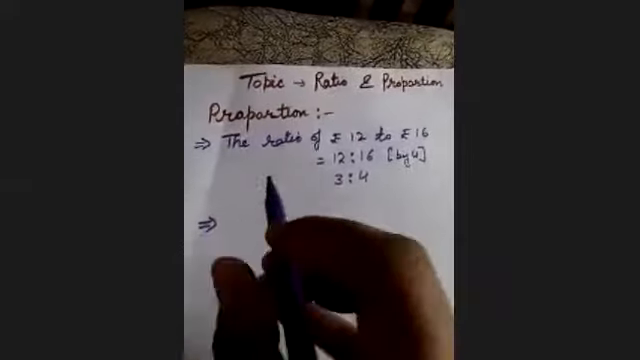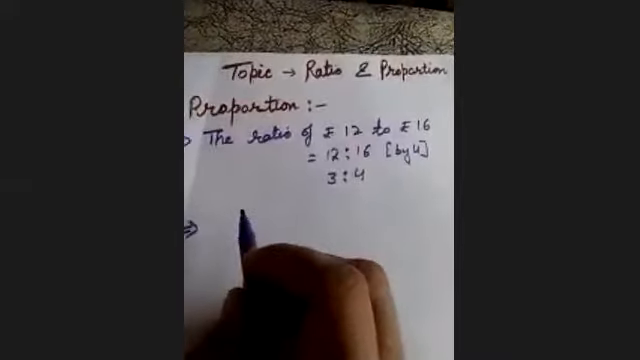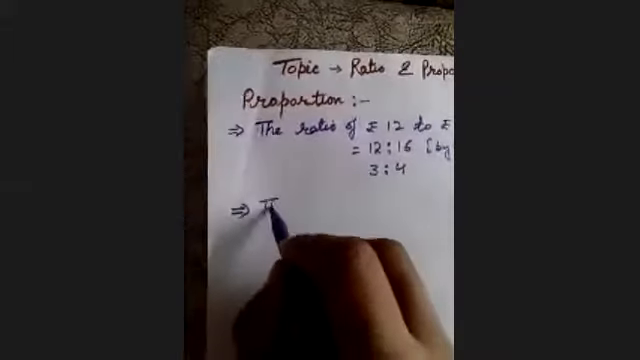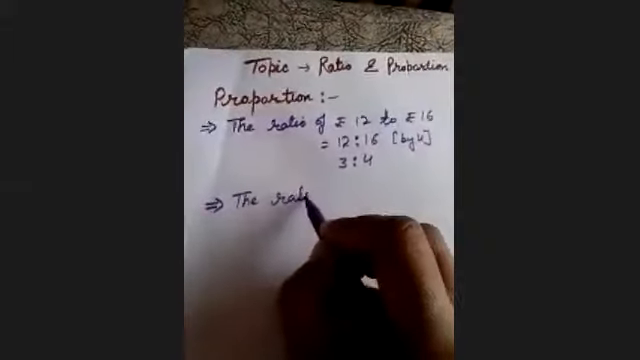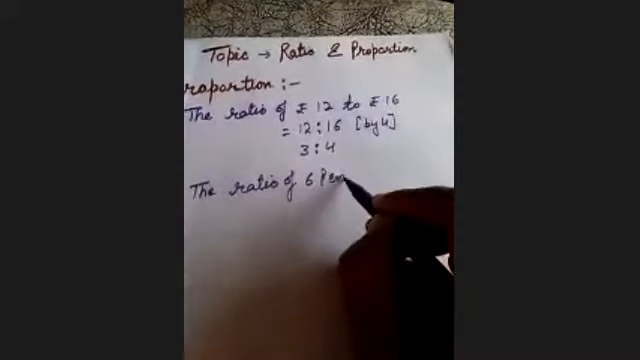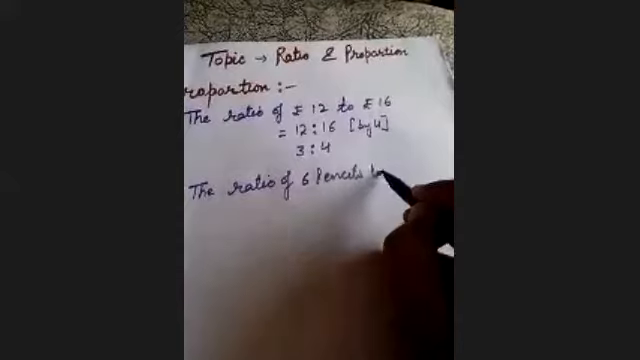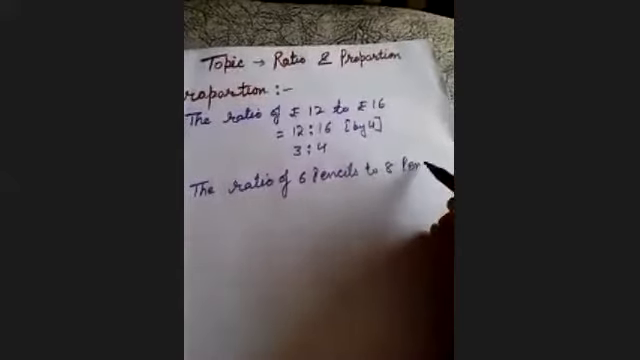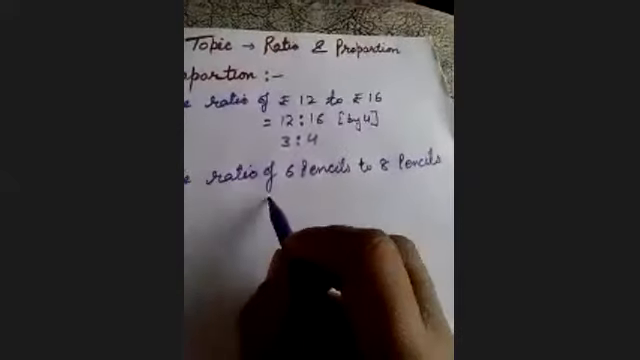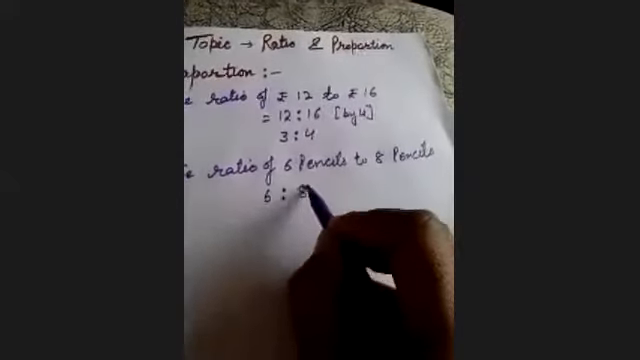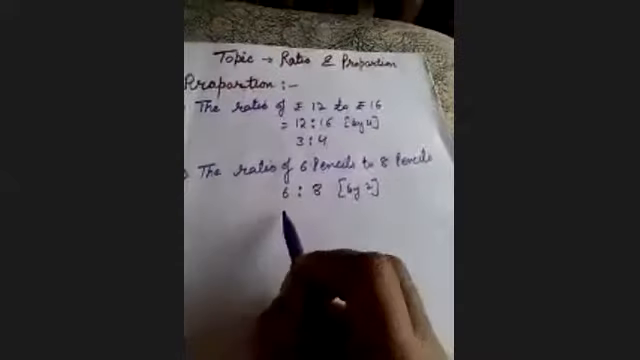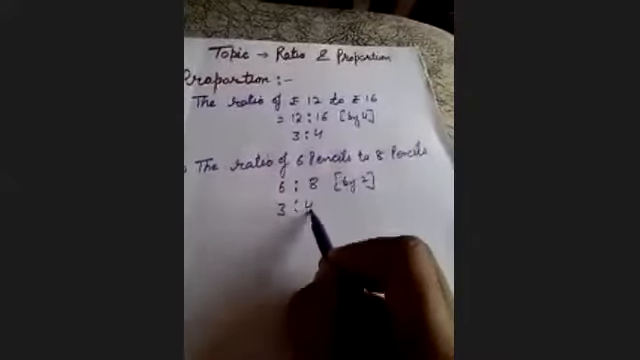Now another statement is the ratio of 6 pencils to 8 pencils. Now write it in ratio form, that is 6 ratio 8. Divide by 2, get 3 ratio 4.